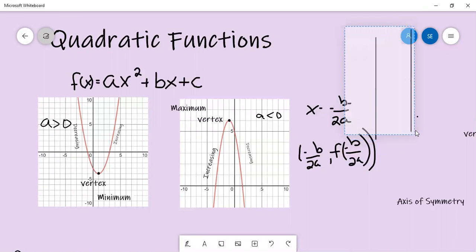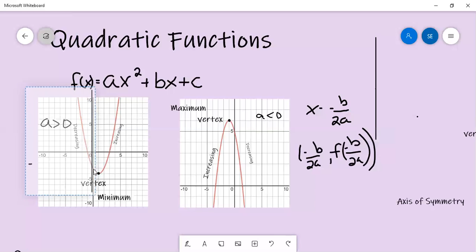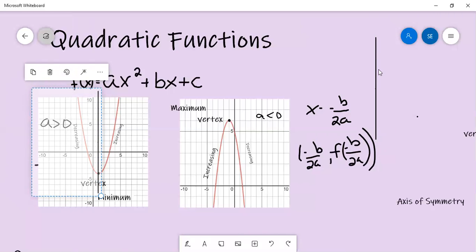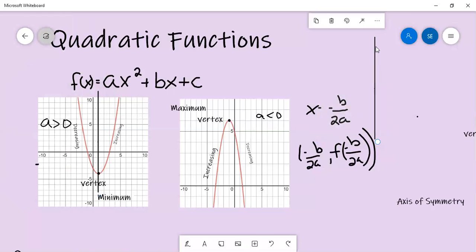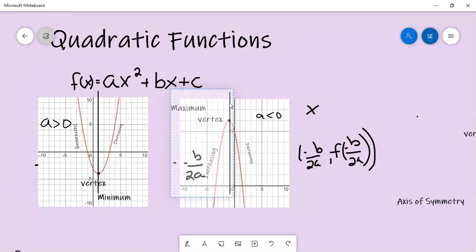A vertical line that passes through our vertex. It's not part of the parabola, but that's our axis of symmetry. And same thing here. We have an axis of symmetry. It's a vertical line that passes through our vertex.